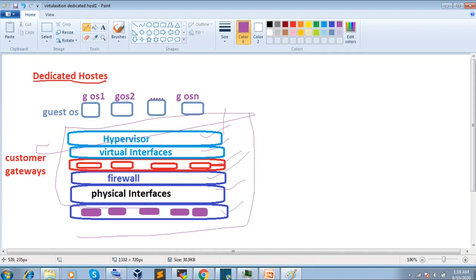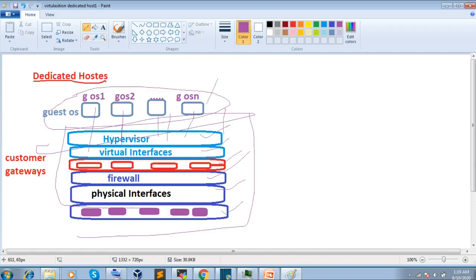In a dedicated server, you can host your own guest OS on the hypervisor. Mainly, dedicated servers are used for banking, highly secure websites, or high-risk services. Database servers are mostly used on dedicated hosts.